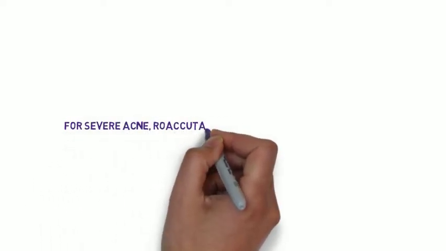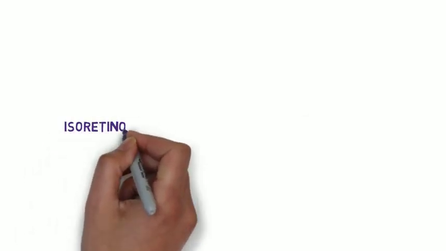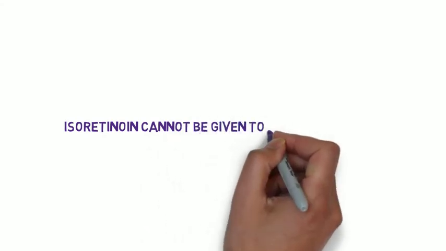For severe acne, isotretinoin is typically used, and this cannot be given to pregnant women, as it is dangerous to the fetus. Patients who are taking isotretinoin or roaccutane are not permitted to donate blood whilst on the drug, or for 1 month after taking it. This is because the donated blood may be used on pregnant women and would be dangerous for the fetus, as it can cause spontaneous miscarriage or severe birth defects.